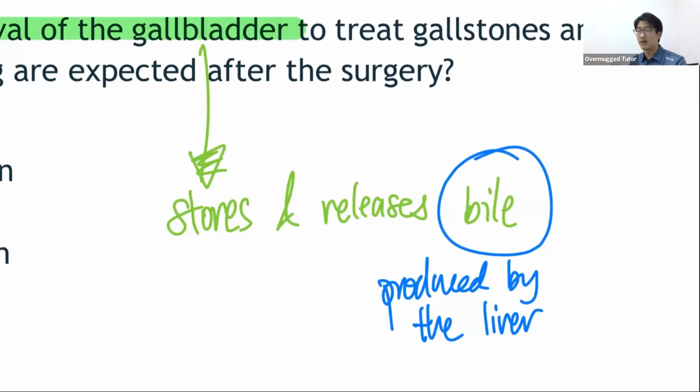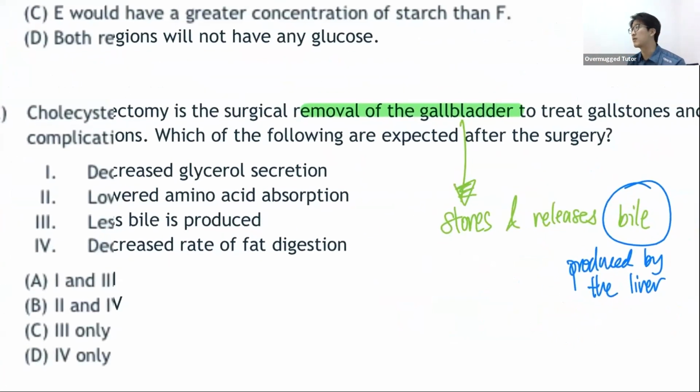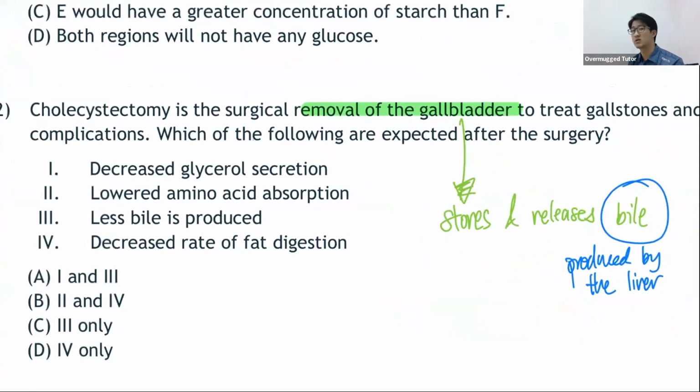All right, so storage unit is gone. Now that we understood the function of the gallbladder, if we remove the gallbladder, this means that this function in green is gone. Is anything in blue affected? No. So therefore, you look at statement 3. It says less bile is produced. Is that a correct sentence? Incorrect. Okay, so we still have bile there. All right.